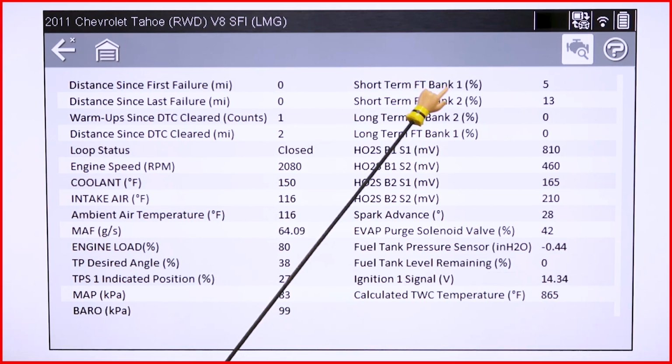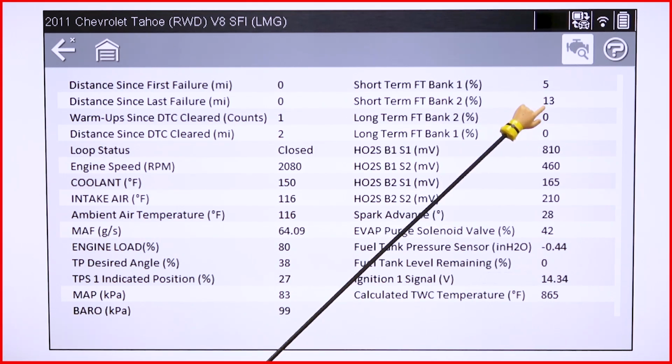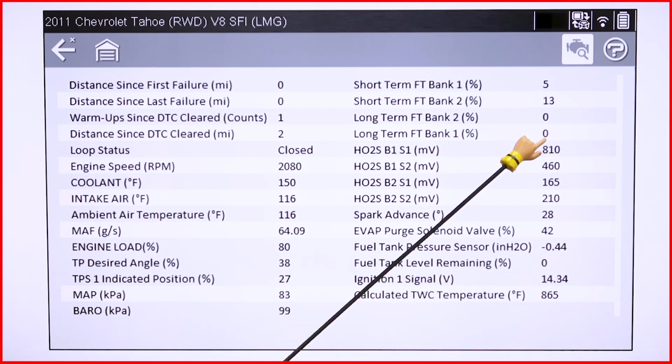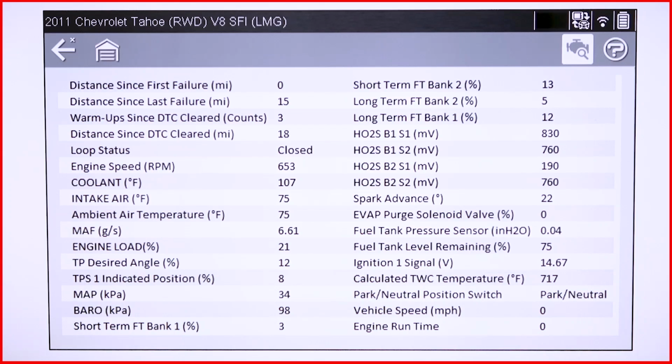We look at our fuel trims, our short term, bank 1 is 5, bank 2 is 13. So going back with that plus or minus, we're outside that window here. Long term is at 0, probably because we're in somewhat of an open enrichment mode, or we've got a failure mode here. Let's take a look at some more information here.